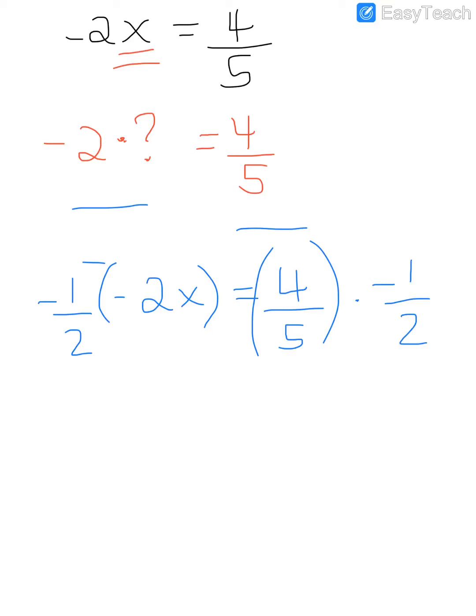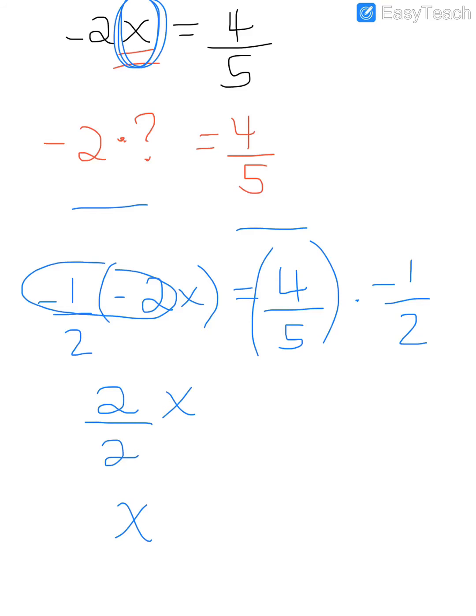So a negative times a negative is a positive. So negative 1 times negative 2 is positive 2. And then I put that over this 2 right here with the x. We know that 2 divided by 2 is 1, so we're down to 1x. That's our goal, remember? We want to know what this is. So now let's do the same thinking to the other side.